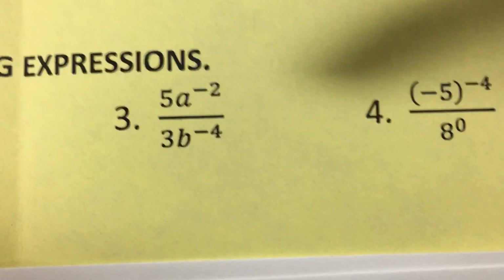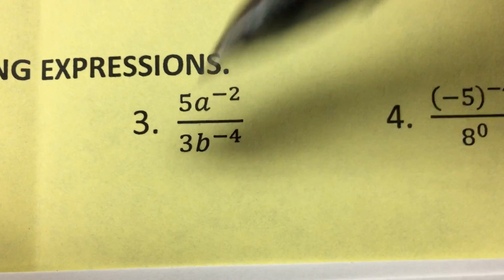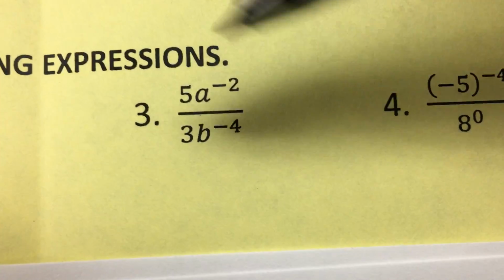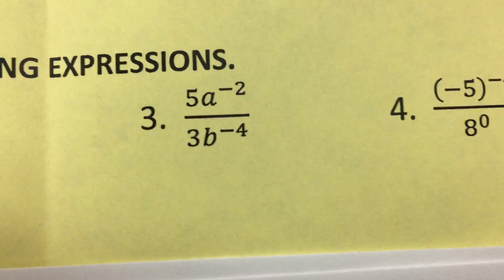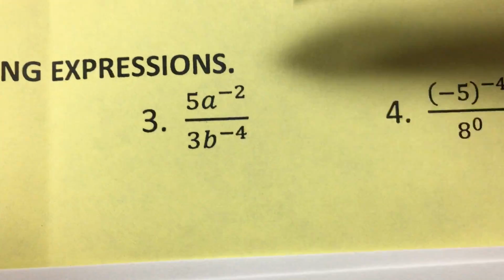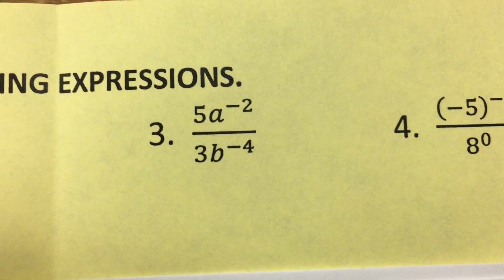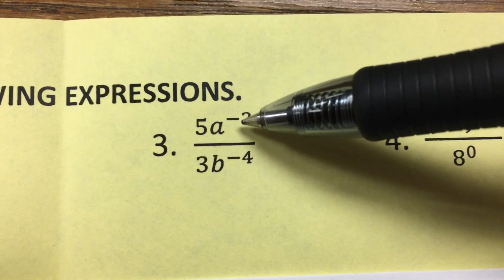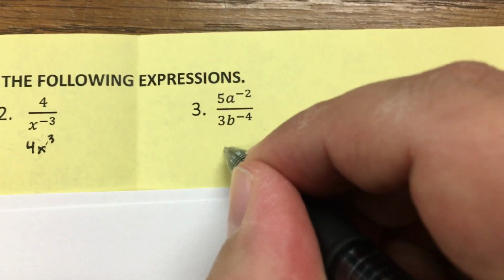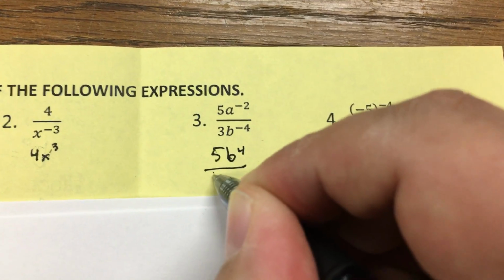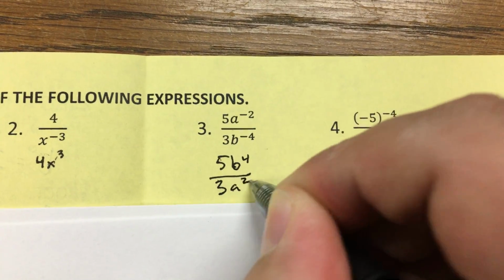Okay, over here, our 5 and our 3 are both positive exponents, so they stay. They do not move. But the a and the b have negative exponents, so they have to change the side of the fraction that they're on. So the b is going to end up moving to the top, and the a is going to end up moving to the bottom. And so when you write your answer, you have 5b to the 4 over 3a to the 2.